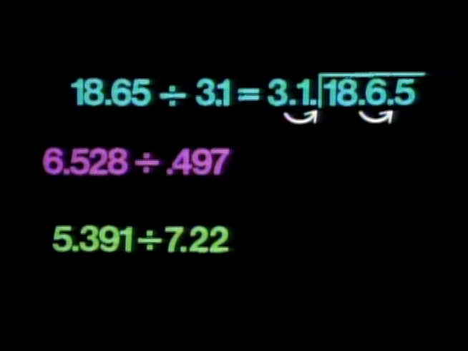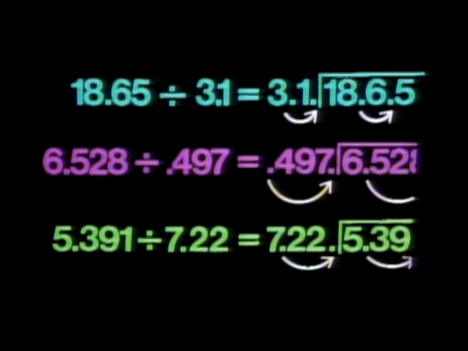Compare your answers with these. We did the first one. The divisor had one decimal place, so in the division problem, we moved both decimal points 1 place. The second divisor had 3 decimal places, so we moved both decimal points 3 places. The third problem works the same with 2 decimal places. If you had any trouble with these problems, replay the tape or ask someone to help you. Otherwise, you're ready to go on.